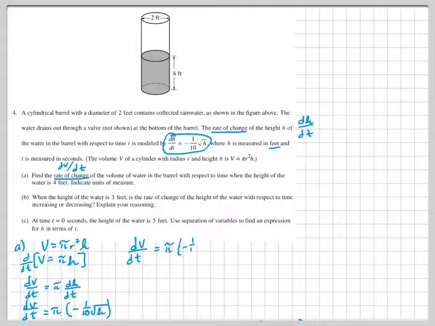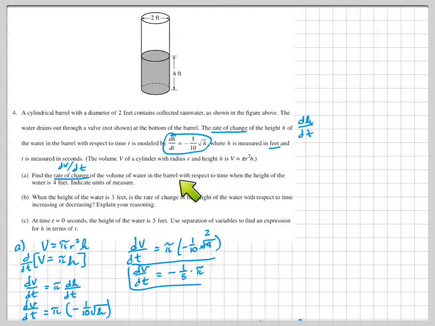So now we got dV/dt equals pi times negative 1 over 10 times root 4. Root 4 is 2. A really quick, easy simplification right there. And our answer is dV/dt equals negative 1/5 times pi. Oh, I almost forgot. Units. Whenever I finish a problem, I don't know if you guys have this habit, I double check the end of the question just to see if I got what it asked for. And it reminds us, hey, units of measure. So we got feet cubed per second.